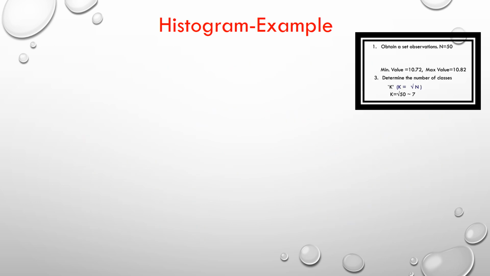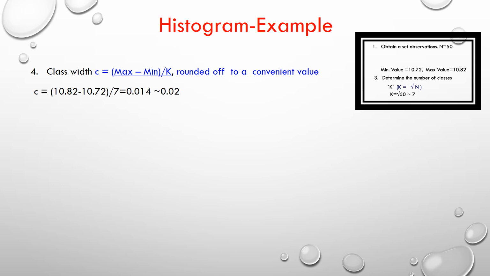Then calculate the class width, small c, which is equal to the maximum value in the data set minus the minimum value in the data set, divided by K. So c is equal to 10.82 minus 10.72, meaning 0.1, divided by 7, and the result is 0.014, but take the rounded-up value, 0.02.